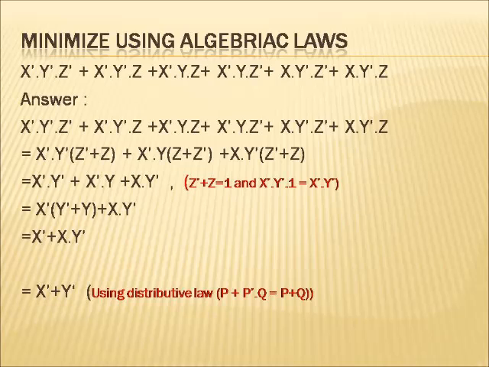We know that the third distributive law, p plus p bar dot q is equal to p plus q. So we can write this as x. The finalized or the minimized expression is x bar plus y bar. So as you can see, the given expression was in the standard format. Now we have minimized, and the minimized form of the given expression is x bar plus y bar.